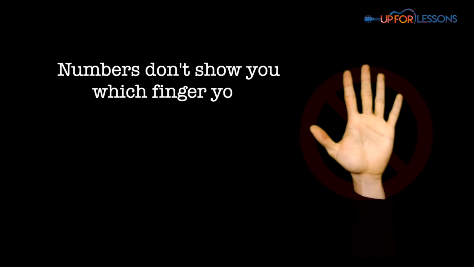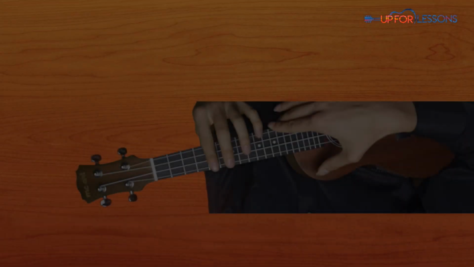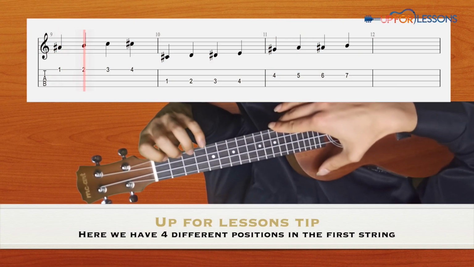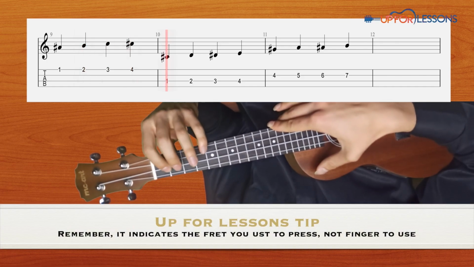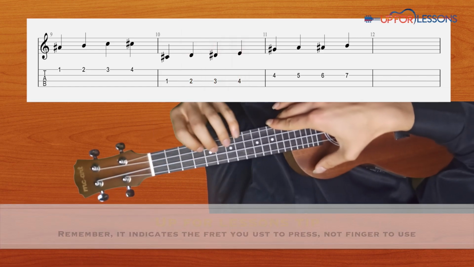Be careful! Numbers don't show you which finger you must use, but which fret your finger must be. Here we have 4 different positions in the first string. Remember, it indicates the fret you must press, not finger to use.